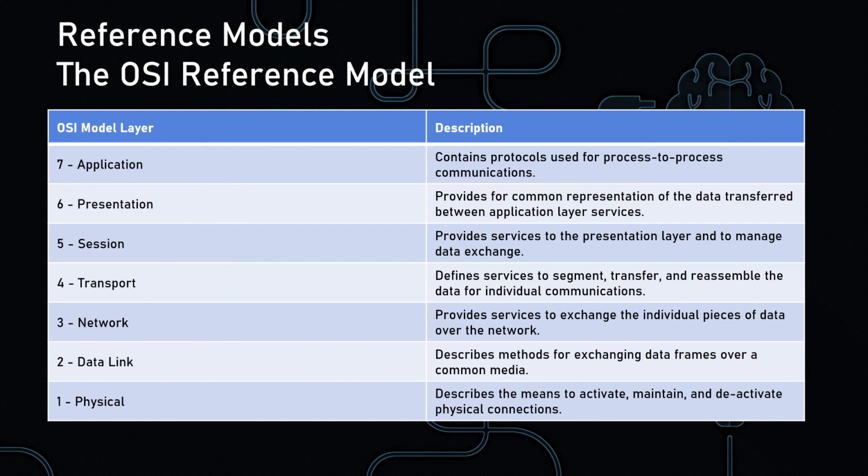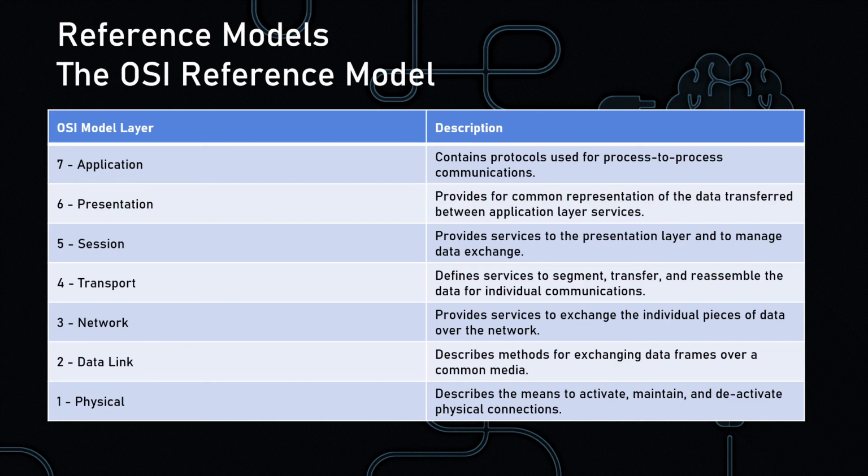The presentation layer deals with common representation of data transferred between application layer services. So we have to be able to package the data in something that's readable. Session provides services to the presentation layer and manages data exchange moving down into transport. So 5, 6, and 7 are often grouped together because their functions intertwine so closely.